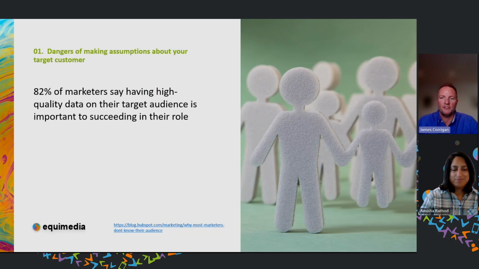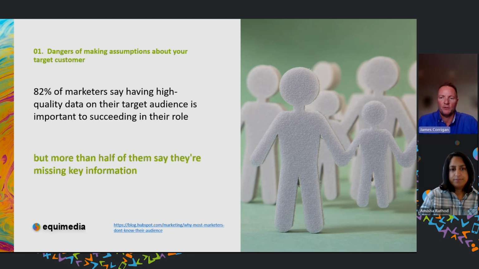82% of marketeers surveyed said that having quality and accurate data on their target audience or customer base is important to succeeding in their role. However, more than 50% of the same group of people said that they're missing out on key customer or audience information, even though they know that they need it. We're going to spend the next 20 minutes or so exploring ways in which you can make sure that you fall into the second half of that category, those that do know their customers and that have all the information. I'm going to hand over now to Amisha.